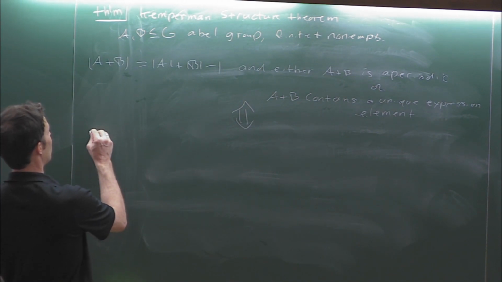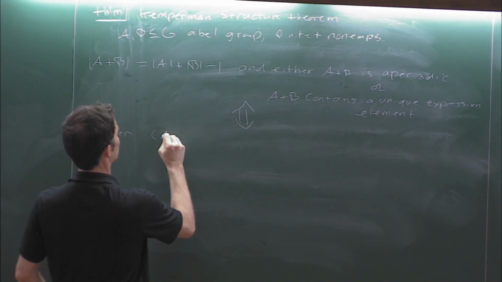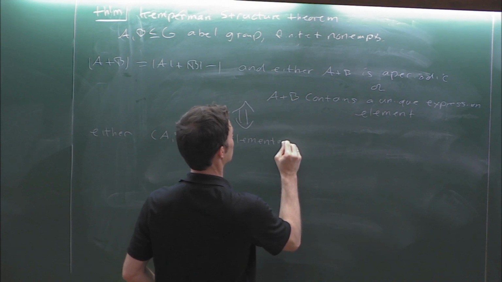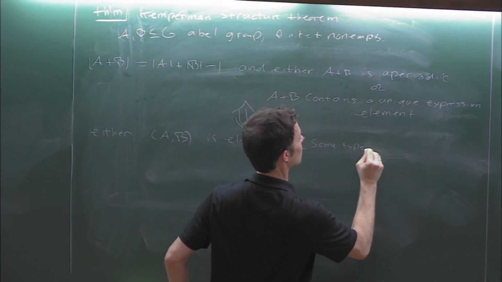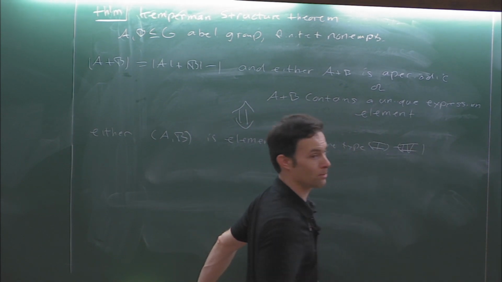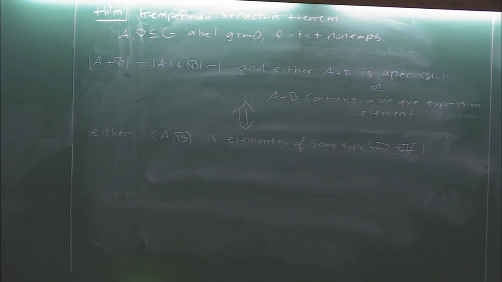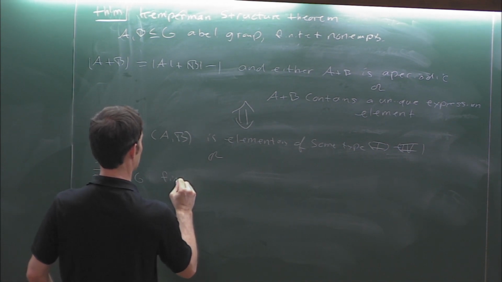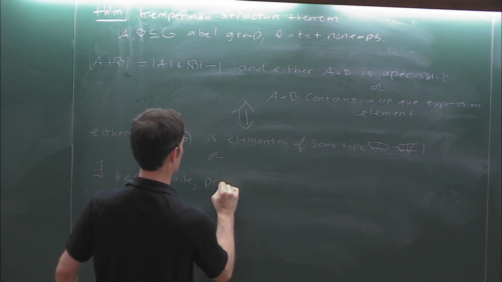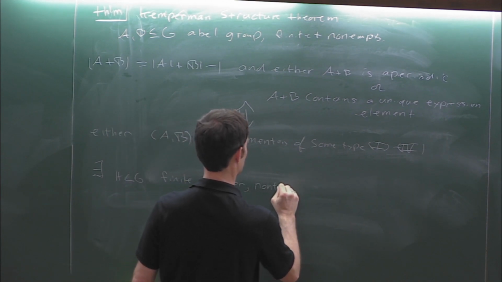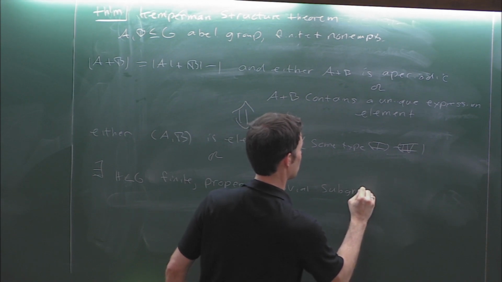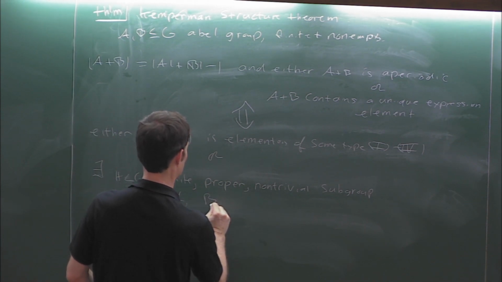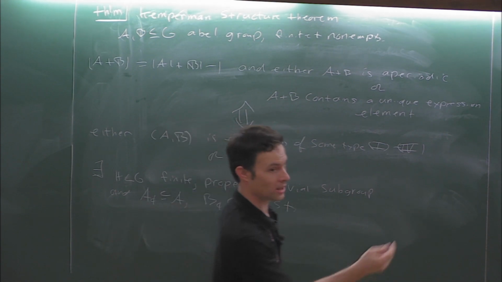And here's the possibility. Either (A, B) is elementary of one of those types, 1 through 4. Right, so just one of those basic building blocks. Or there exists a finite subgroup H, proper and non-trivial, and subsets such that the following holds. And I'll write that all down over here.